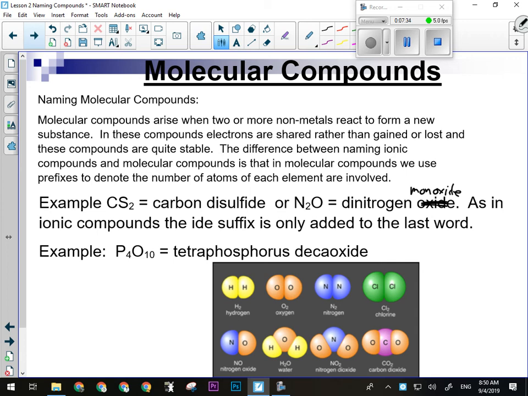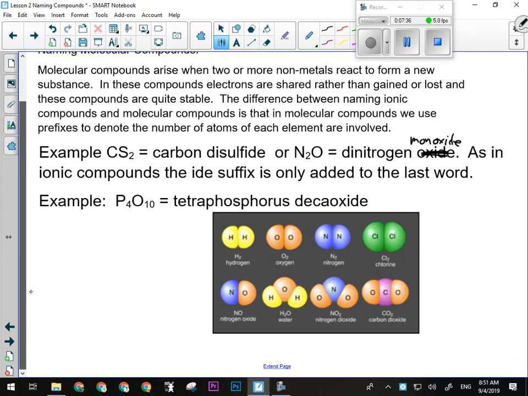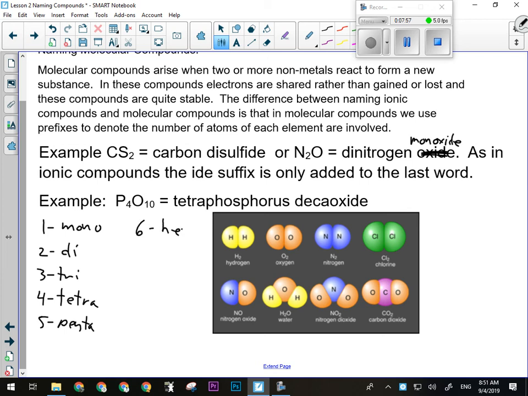So we have to put the prefixes on here. The prefixes are, just in case you don't have them: 1 is mono, 2 is di, 3 is tri, 4 is tetra, 5 is penta, 6 is hexa, 7 is hepta. If you took science in French at any point, you probably learned it was septa.